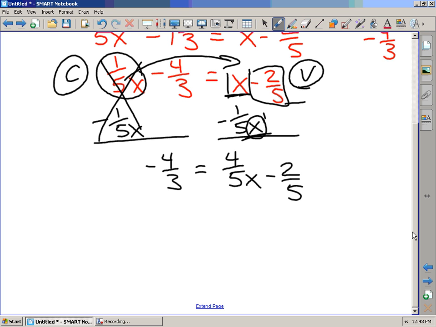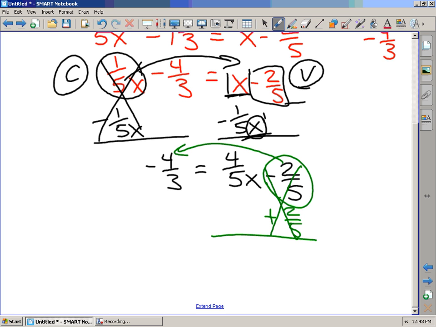Now I can move this constant -2/5 to the constant side. This is -2/5, so we use addition to move the constant to the left side. On the right side, that canceled, it equals 0, so we're left with just this 4/5 x. We got rid of the -2/5.